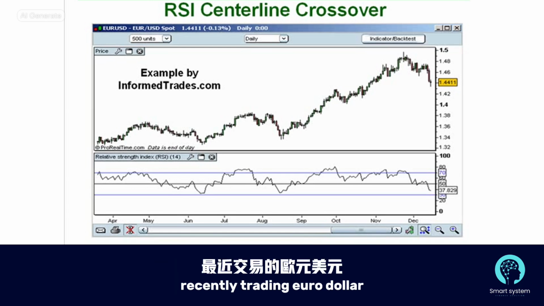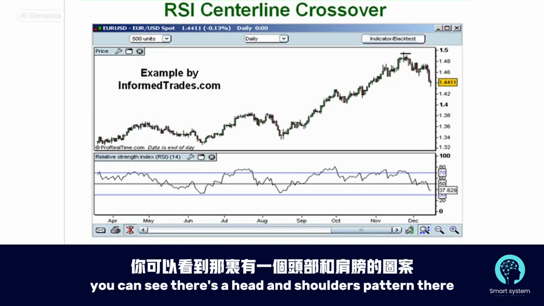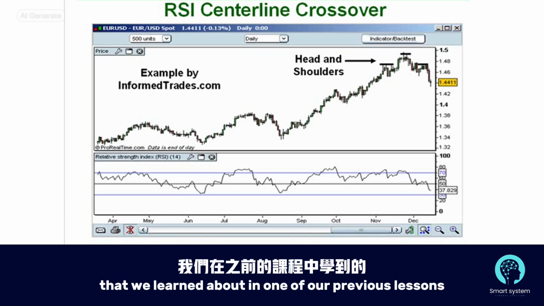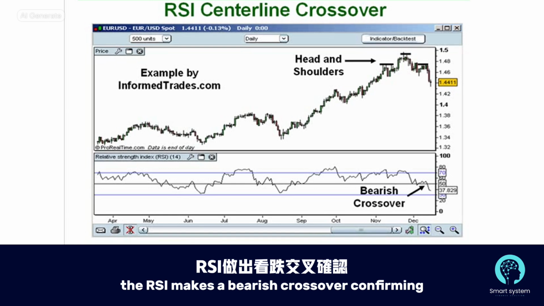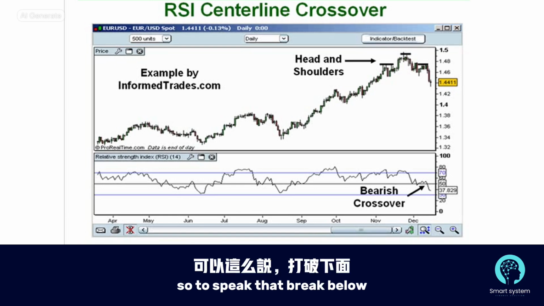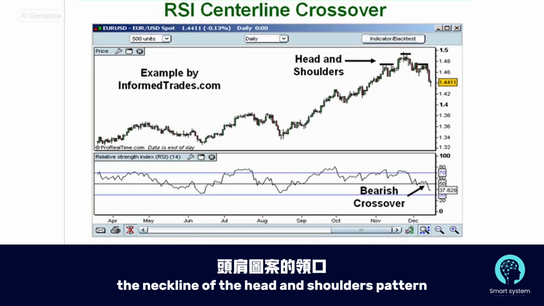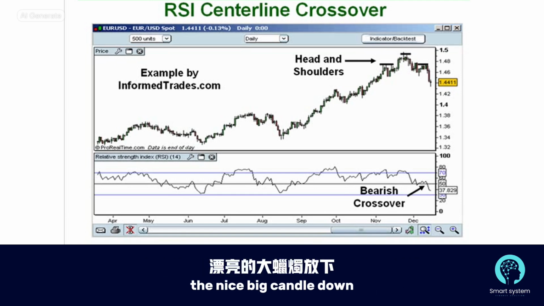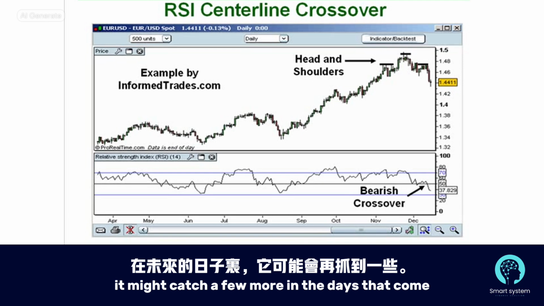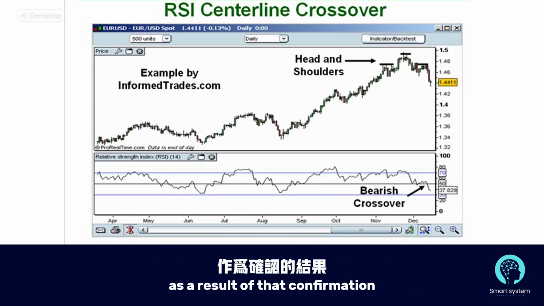And so here's an example of how you could use that, and how it would have actually worked very well recently trading euro-dollar. You can see there's a head and shoulders pattern there that we learned about in one of our previous lessons. And then you can see the RSI makes a bearish crossover, confirming, so to speak, that the break below the neckline of the head and shoulders pattern is legitimate, and in that case you got a nice big candle down. It might catch a few more in the days that come as a result of that confirmation.